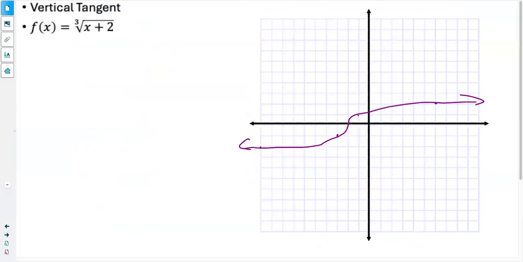Okay, last of these ones that we're going to look at is what's known as a vertical tangent. So this is an example of it. We've got f of x as the cube root of x plus 2. So we see we've got this graph here. It's continuous, but it technically has a vertical tangent for its slope in one spot. So we will go over showing mathematically why it's not differentiable.